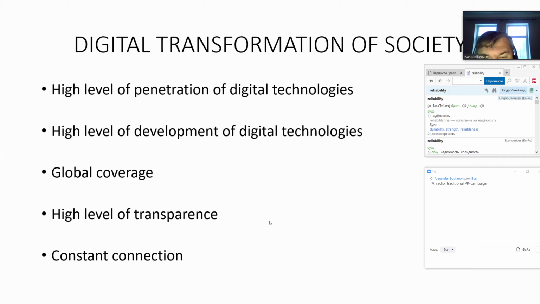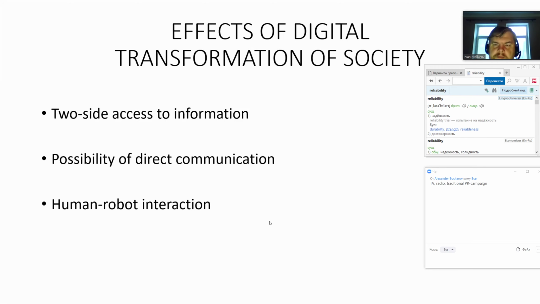So all these five things deeply change our model of interaction, our model of social behavior. Guys, is it clear? Yes. Okay, so let's continue. Let's continue, ladies and gentlemen. What are the effects of digital transformation of society?